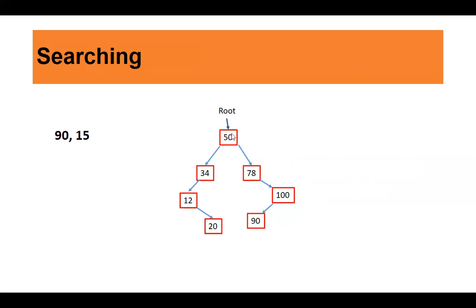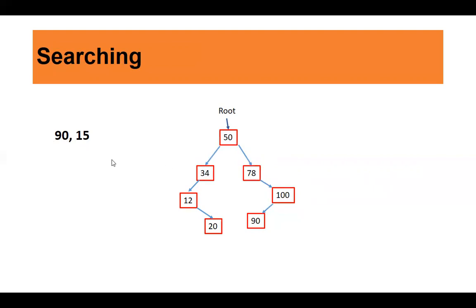So the constraint is all the keys less than the root should be on the left side, and all the keys greater than the root should be on the right side. Now, searching. If you want to search for key 90, you always start the comparison from the root because the root is the only access to the tree. So compare 90 with 50. 90 is greater than 50, so you go to the right side. Now the right node is 78. Again compare it with 90. 90 is greater than 78, so again go to its right side.